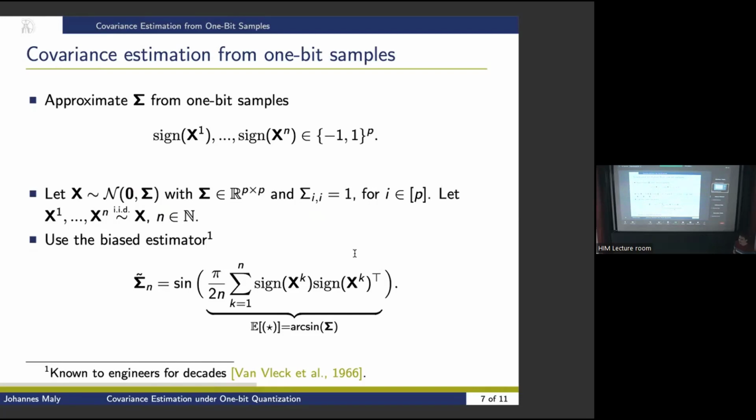Is the sine here a matrix power series or entry-wise? It's entry-wise. Good question. Yes, the functions here are all applied entry-wise, the sine and the arcsine, if you can distinguish this when I say it.